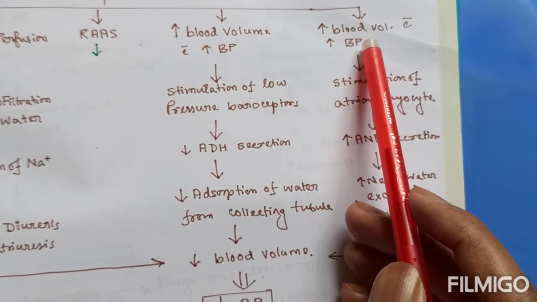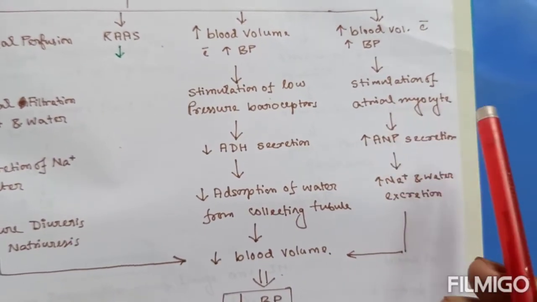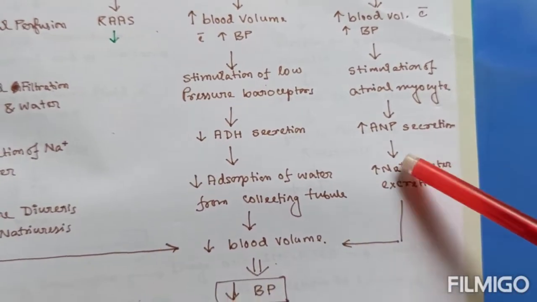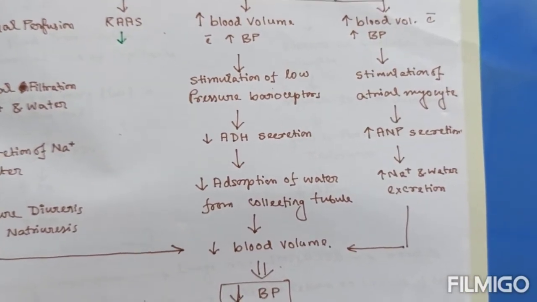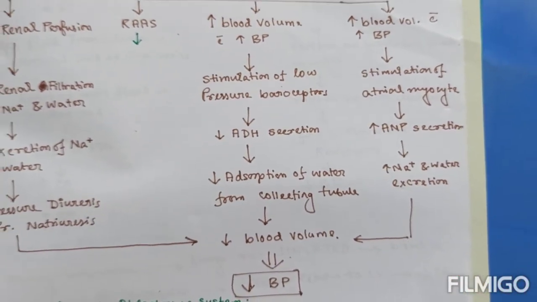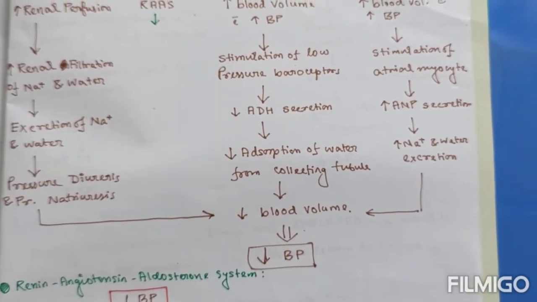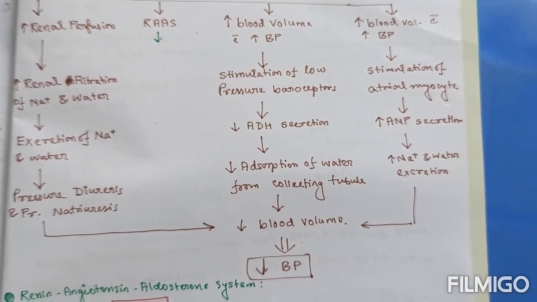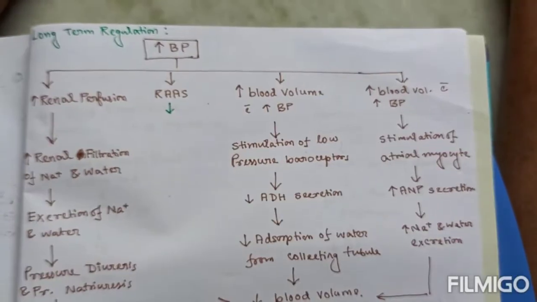And also, when there is increased volume of blood or increased blood pressure, there is stimulation of atrial myocytes. This is a heart related mechanism, and this atrial myocyte will secrete ANP, atrial natriuretic peptide, and this will cause increased excretion of sodium and water from the nephron, and this will cause ultimately reduction in the blood volume, and thereby BP will be controlled. So these are the mechanisms of long-term regulation.